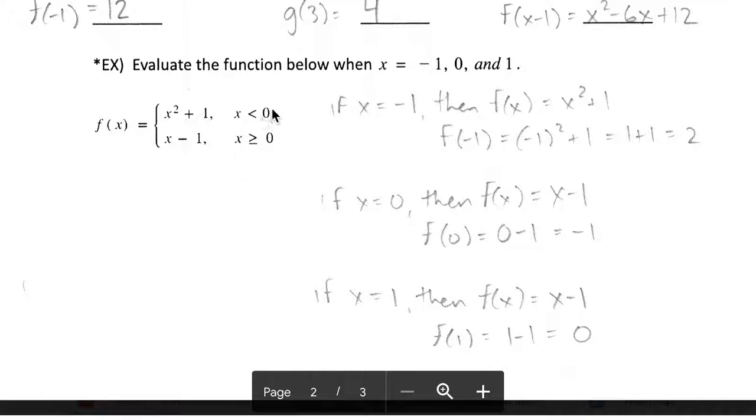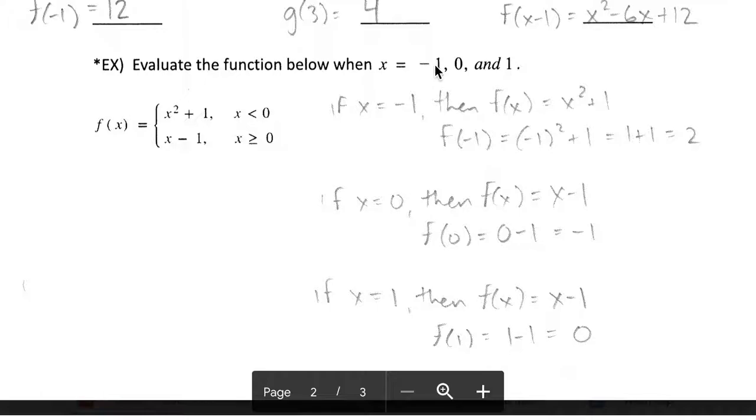So we'll always have some sort of domain listed here telling us that we need to plug those values in if they work. So for example, if my x value or my input is less than 0, I'm going to use this top equation to evaluate it. However, if my input or x value is greater than or equal to 0, then I'm going to plug it into the bottom equation. So these domains describe which equation you use based on the value of the input.